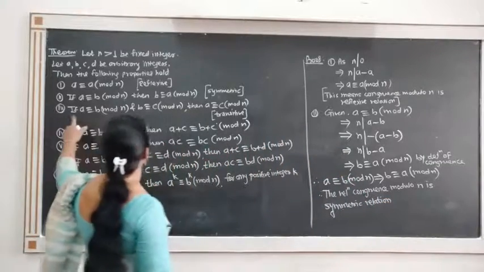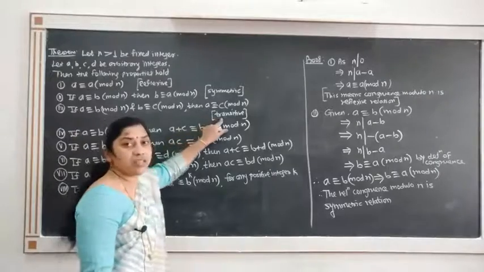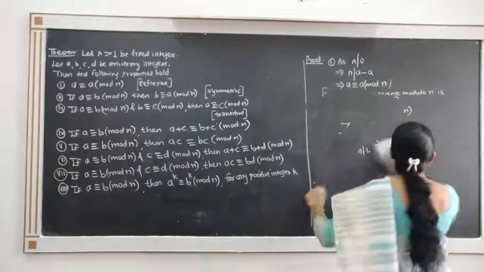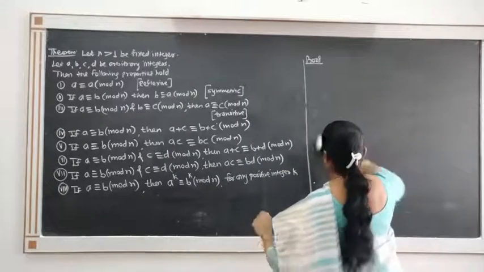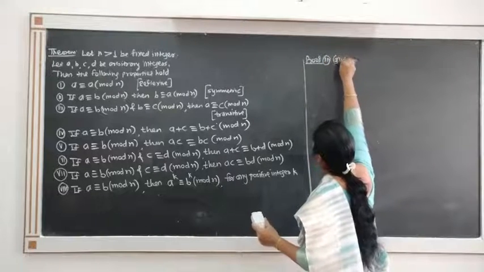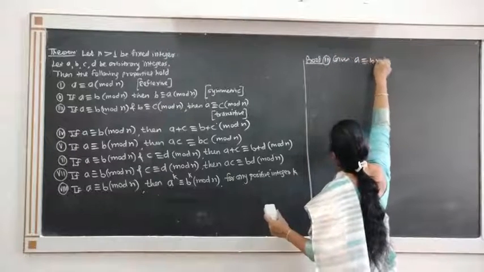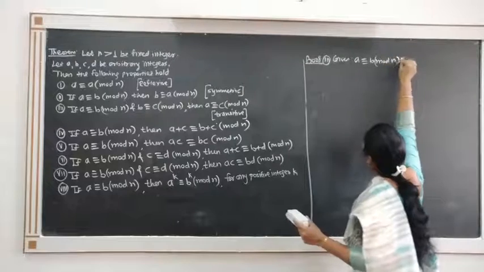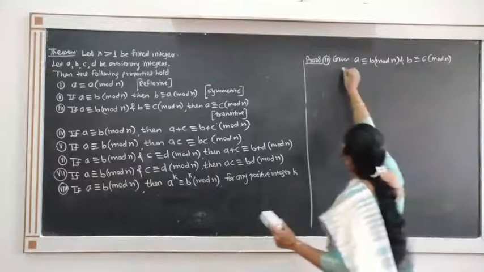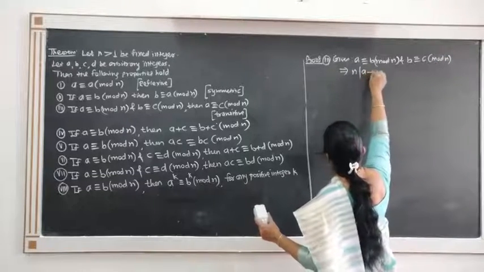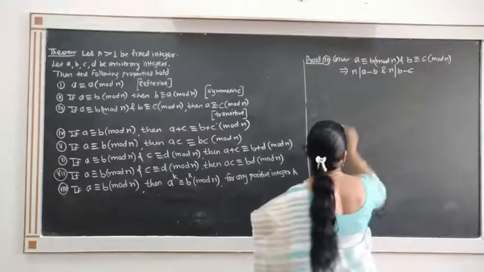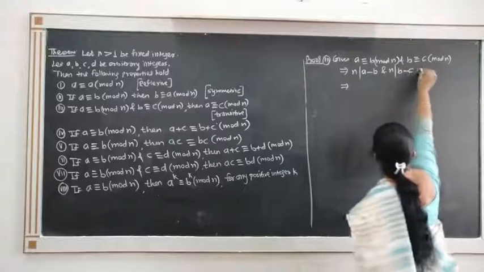Now in the third part, we will prove that congruence modulo n is a transitive relation. So consider the third part. It is given that a is congruent to b mod n and b is congruent to c mod n. This implies that n divides a minus b and n divides b minus c, by definition of congruence.